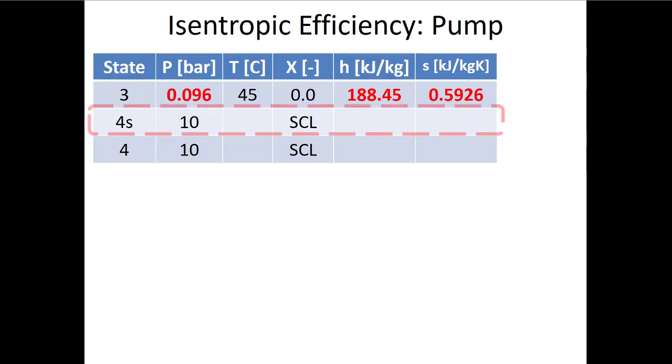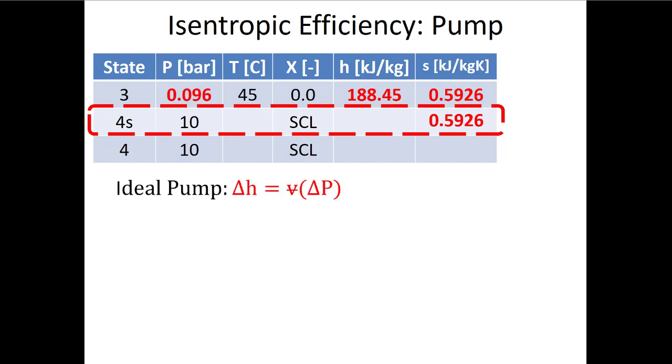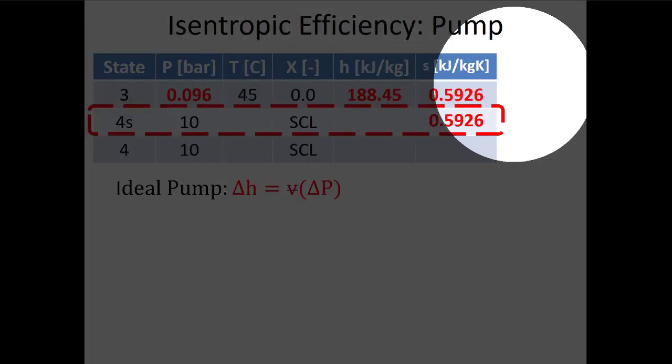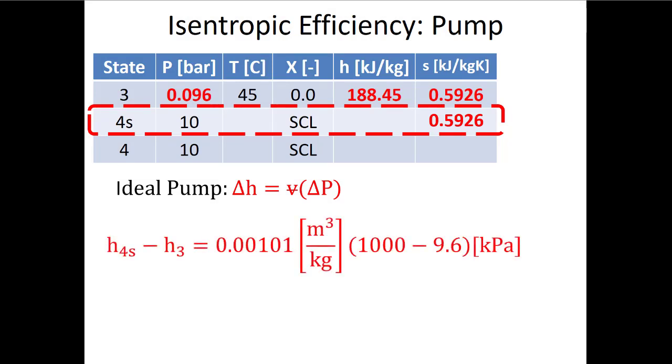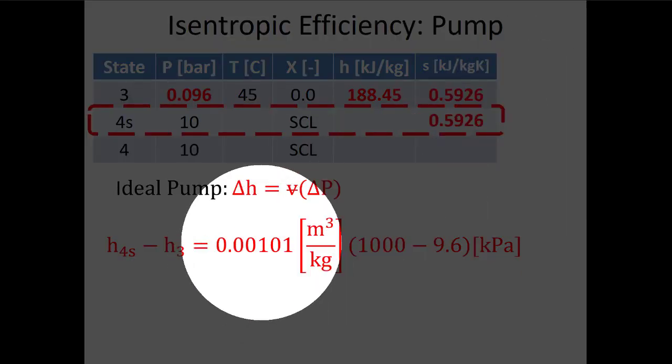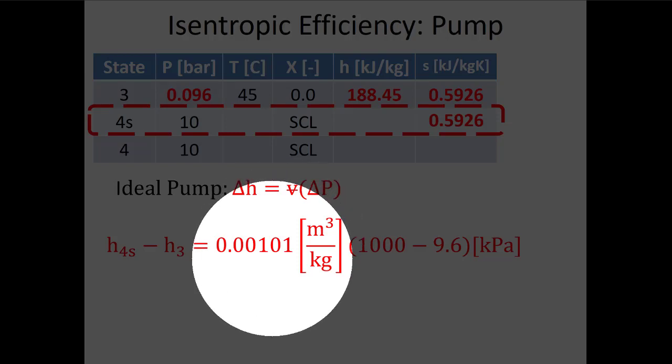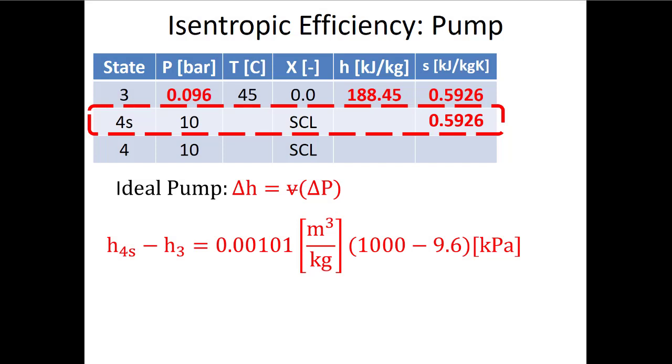So now, how do I deal with this ideal or isentropic pump? I know that the entropy at the outlet is the same. So if I have this isentropic pump, then I have this equation where the change in the enthalpy across the ideal pump is going to be the specific volume multiplied by the change in pressure. So really on my state table, I should have also written down the specific volume over here, but I didn't do that. But I did look it up in the table, and it's about 1 over 1,000, because for water, it's almost always right about 1 over 1,000.